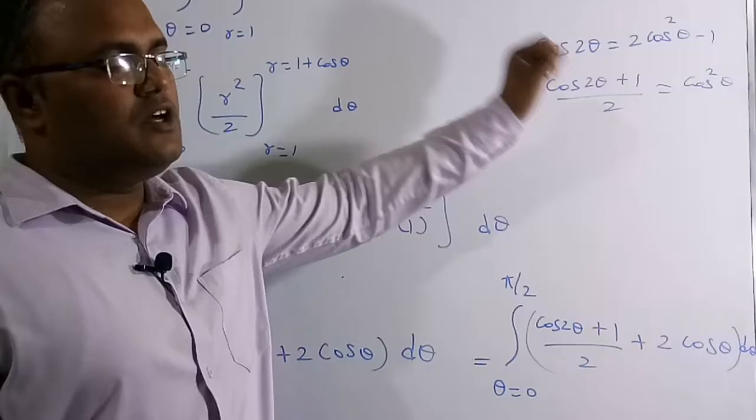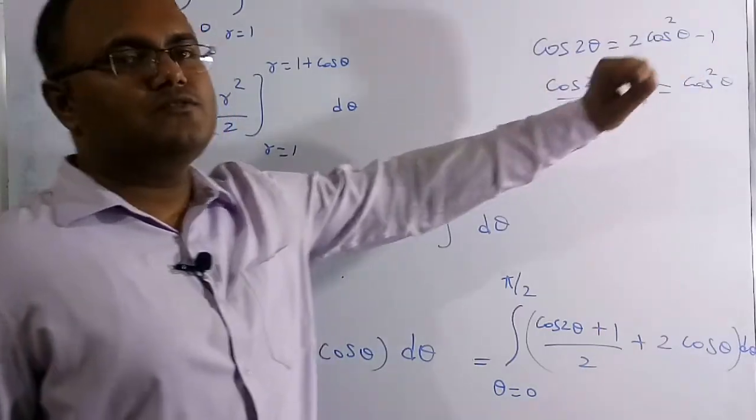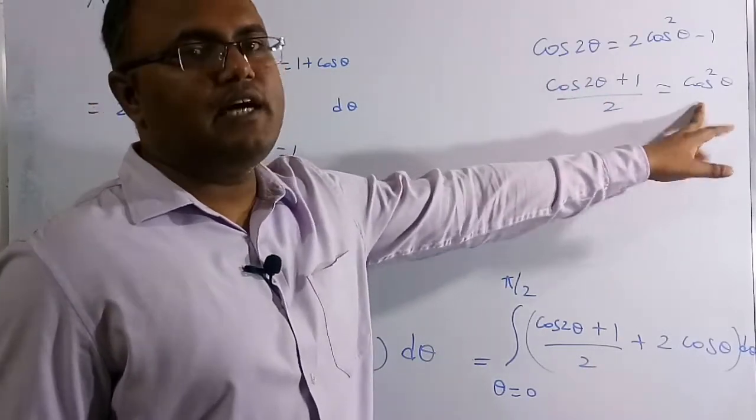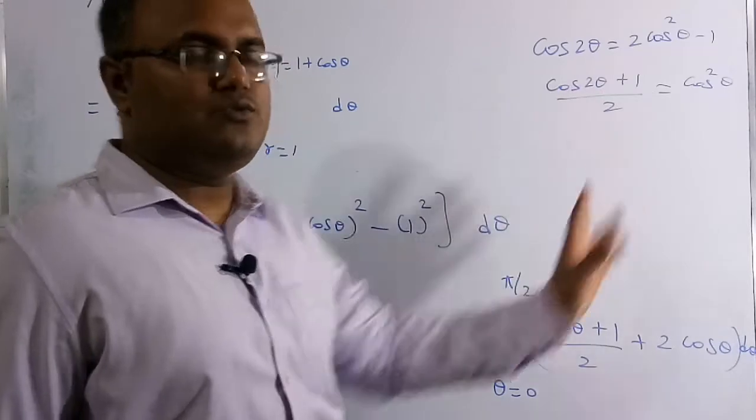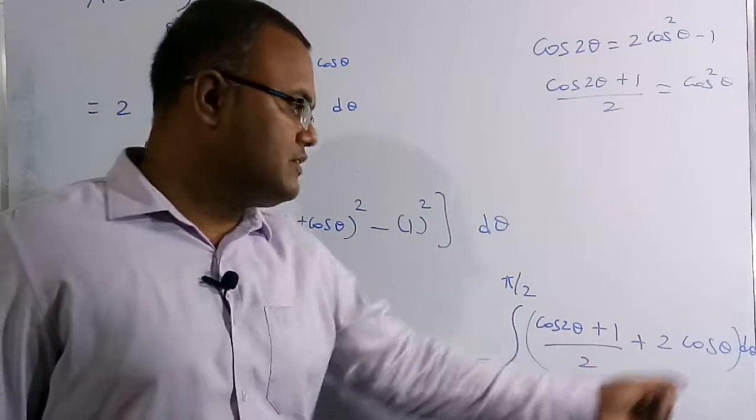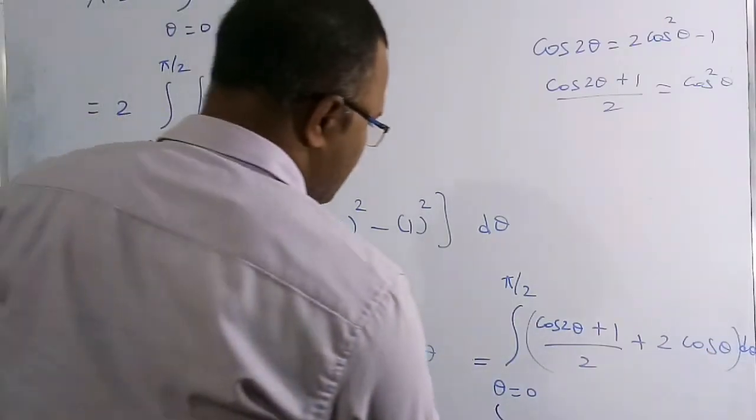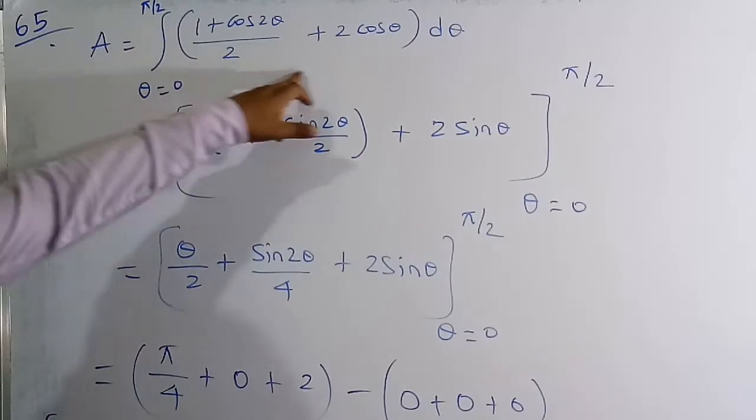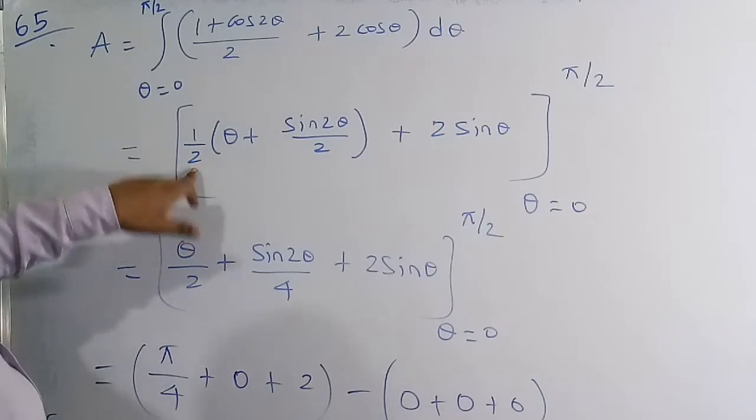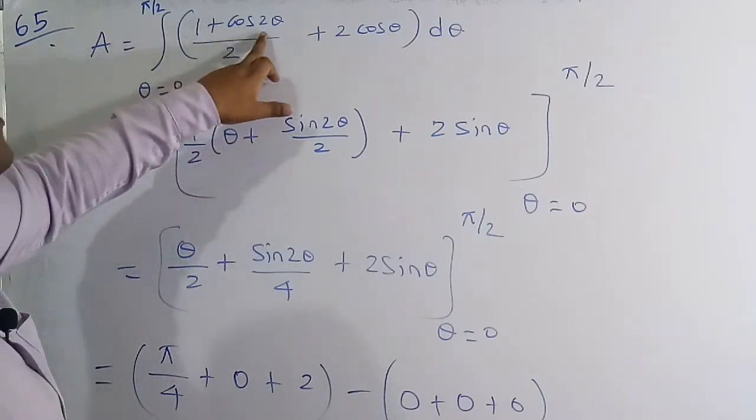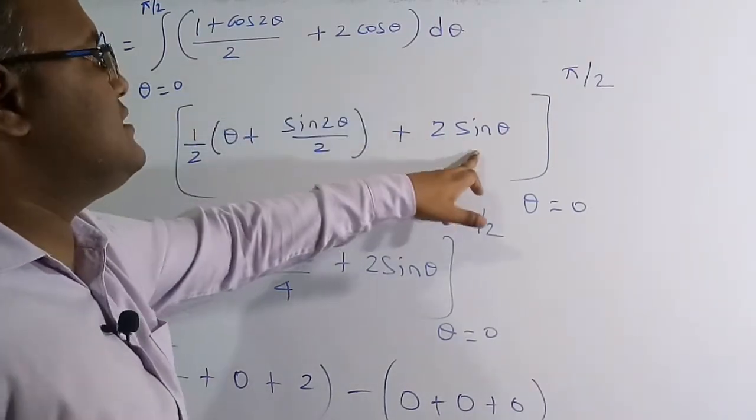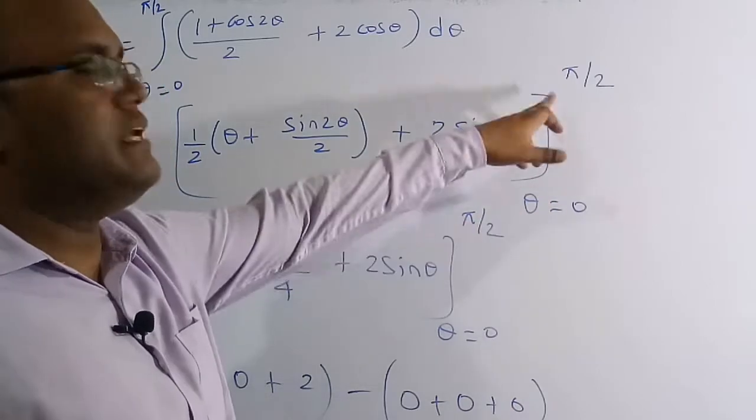See now, cos 2 theta is equal to 2 cos square theta minus 1, so cos square theta is equal to (cos 2 theta plus 1) by 2. In place of cos square theta, I write (cos 2 theta plus 1) by 2. So here I get (cos 2 theta plus 1) by 2 plus 2 cos theta, d theta. Up to here we got the integration; further we have to simplify. If I take the half outside, the integration of 1 is theta, the integration of cos 2 theta is sin 2 theta by 2, and the integration of 2 cos theta is 2 sin theta. We have to substitute the limits, lower limit and upper limit.